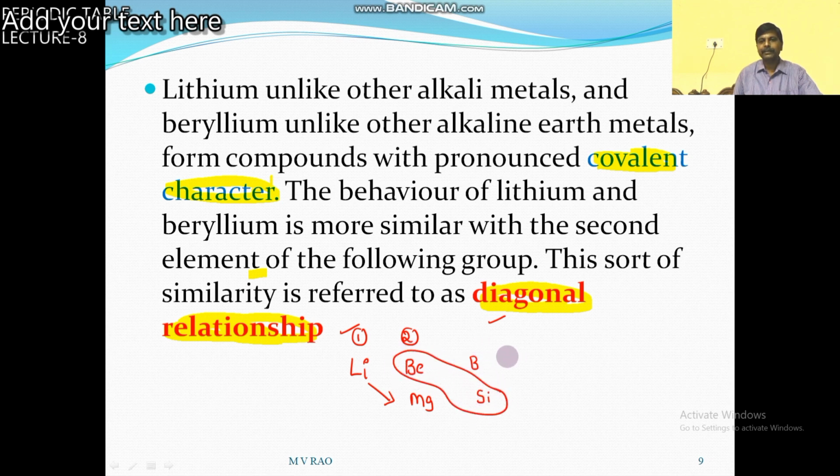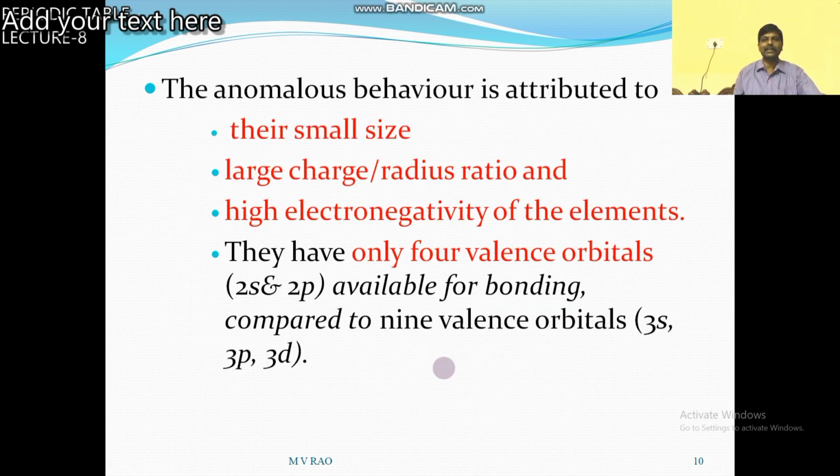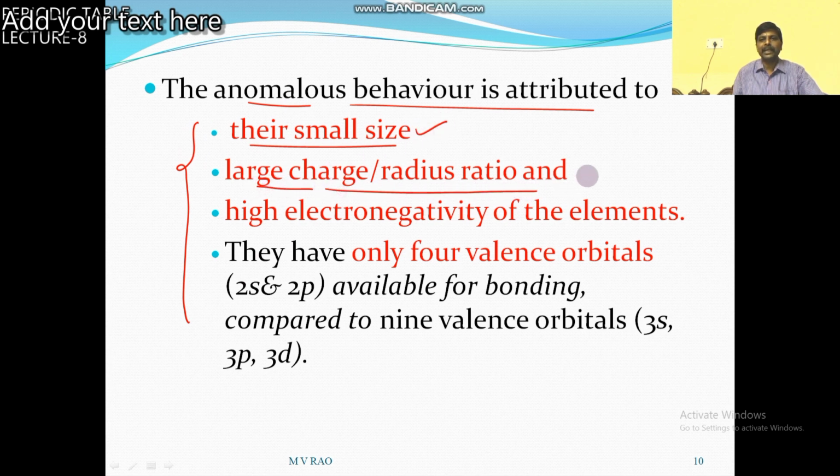Boron, aluminum, carbon, silicon: boron with silicon, beryllium with aluminum, lithium with magnesium. This is diagonal relationship. Why do second period elements show anomalous behavior and special properties? Anomalous means their small size, large charge by radius ratio, and high electronegativity of the elements.